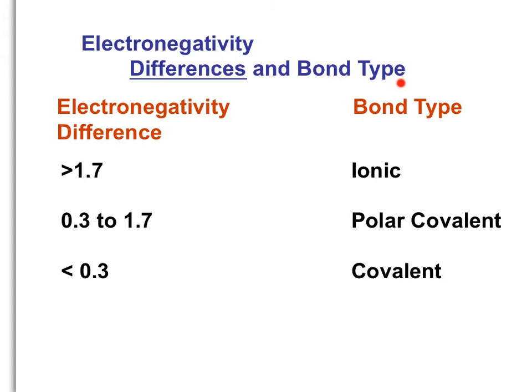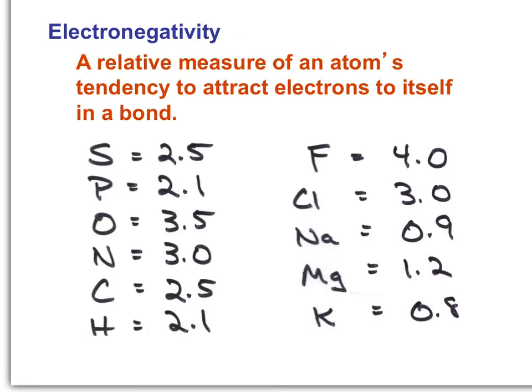If the electronegativity difference is greater than 1.7, ionic bonds are formed. If the electronegativity difference is between 0.3 and 1.7, polar covalent bonds are formed where there is slight charge within the molecule. If the electronegativity difference is 0.3 or less, non-polar covalent bonds form. So I've come back to this table that provides the electronegativity values for certain atoms, and we would use this table to predict the type of bond formed when two atoms come together to form a compound.